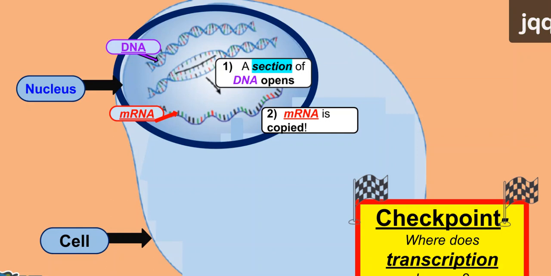Where does transcription happen? Hint, think, where does DNA live inside of the cell? If you said nucleus, you'd be correct. The nucleus stores DNA. DNA is much too large to leave the nucleus because it's double-stranded.